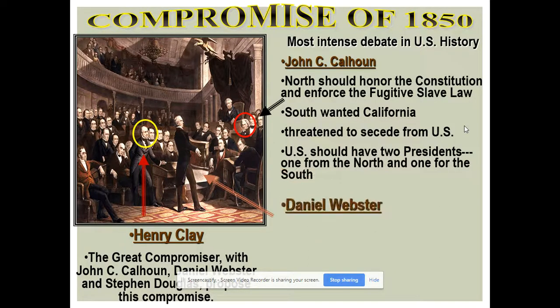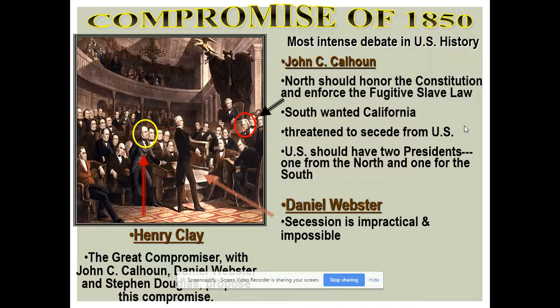All right. So the South wanted California to become a slave state. You know why? Because they knew the tremendous power and commerce that could emerge out of there. The South threatened to secede from the U.S. if they weren't allowed to expand slavery there. And you'll end up having an issue that emerges.